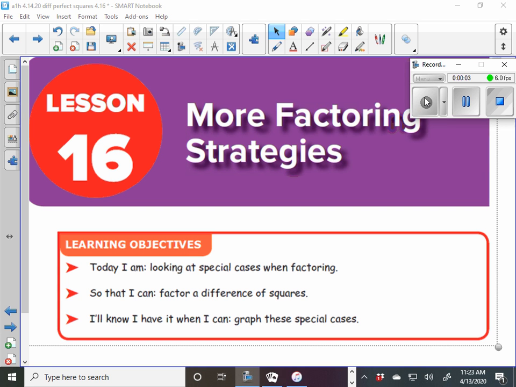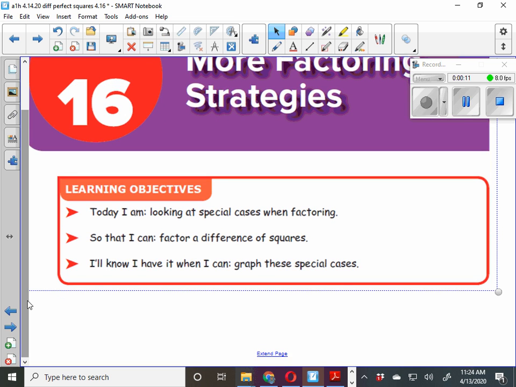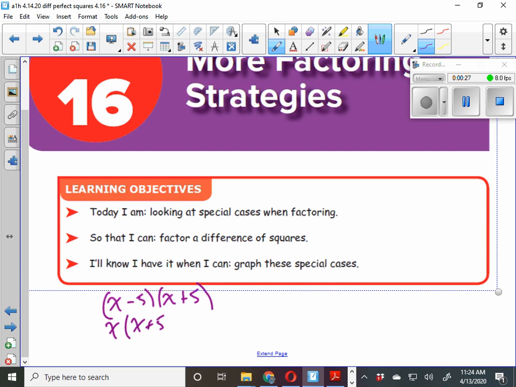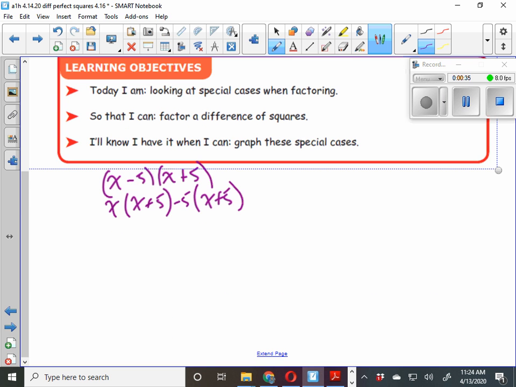More factoring strategies, specifically looking at perfect squares and difference of squares, and you guys have seen these before. A quick introduction might look something like this. If you multiplied x minus 5 times x plus 5, you might remember you get x times x plus 5, minus 5 times x plus 5, which is x squared plus 5x minus 5x plus 25.